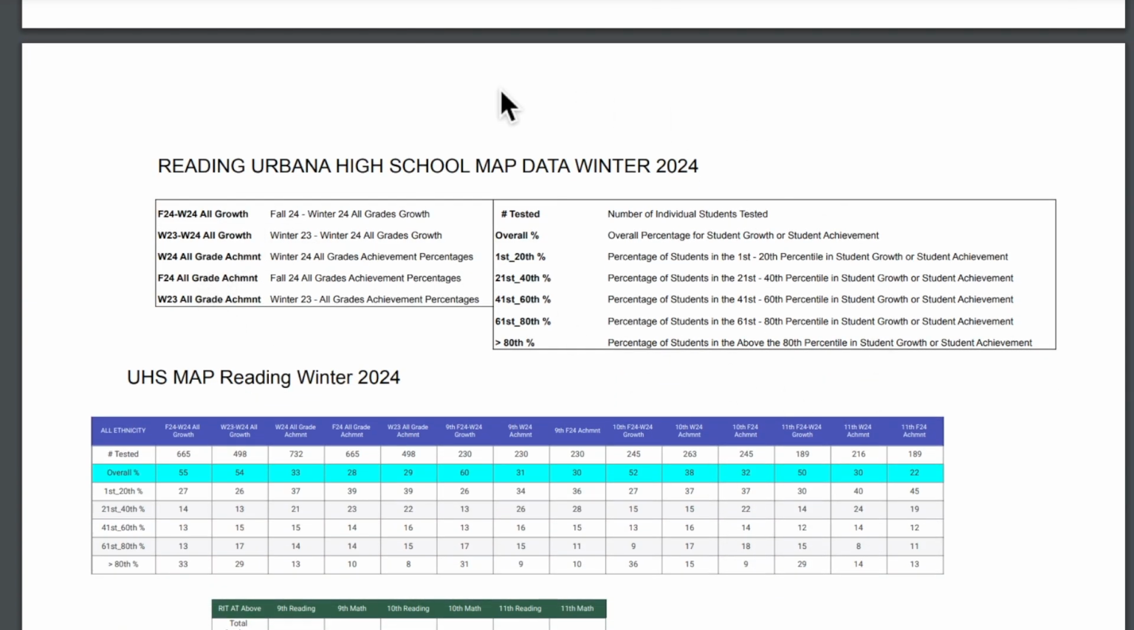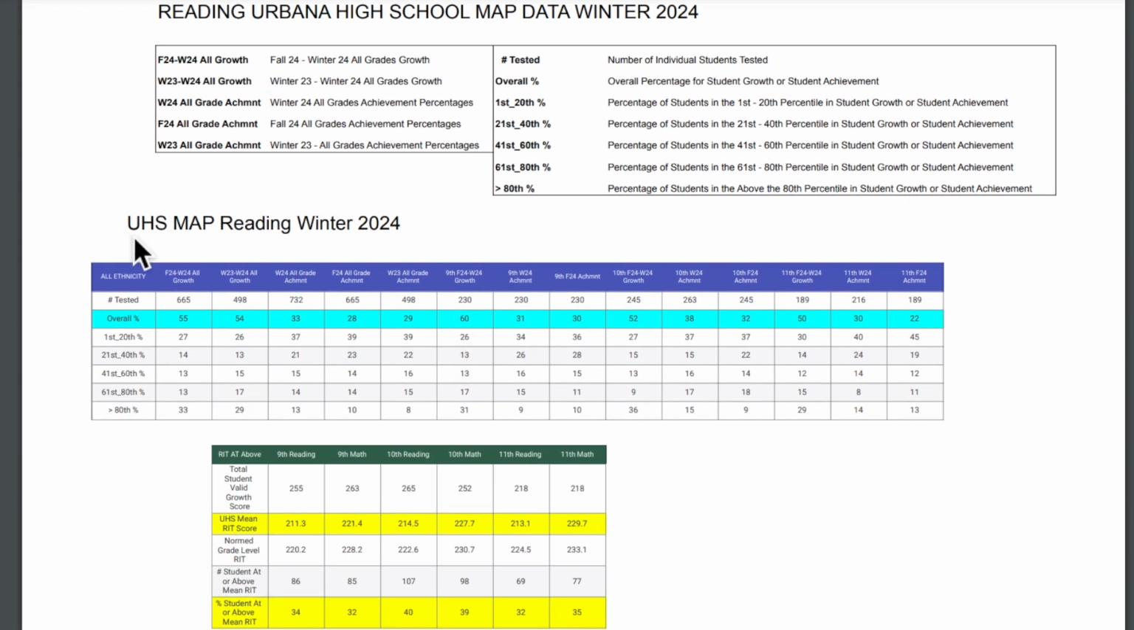So up here is a key for you. I tried to put as much data as simply as possible on these charts. So here we have our MAP reading, winter 24. And if you look here at this part, this is the number of students tested. This is the fall to winter growth of all students in the building. The reason it's 665 is you have to have the two matching data points. So you have to have the data point of fall and winter so you can see growth.